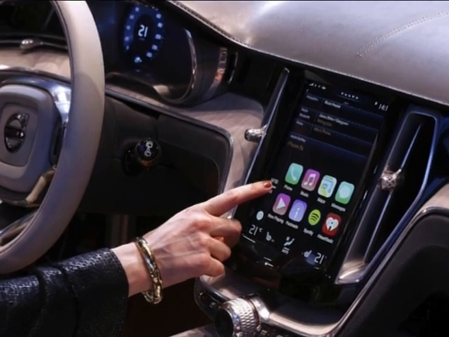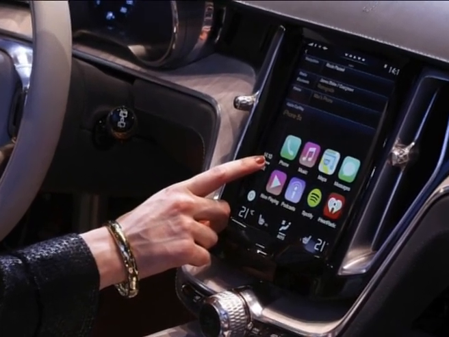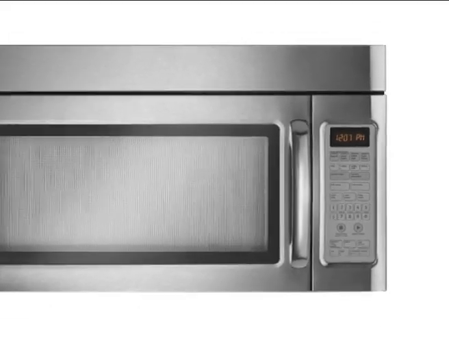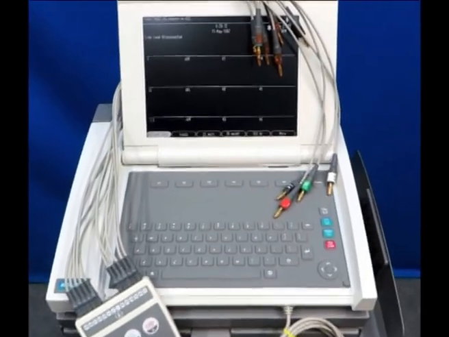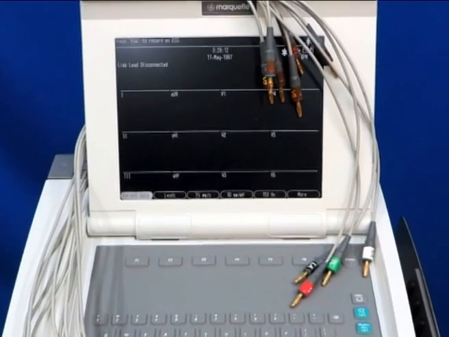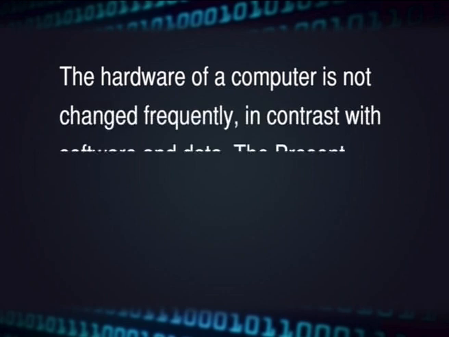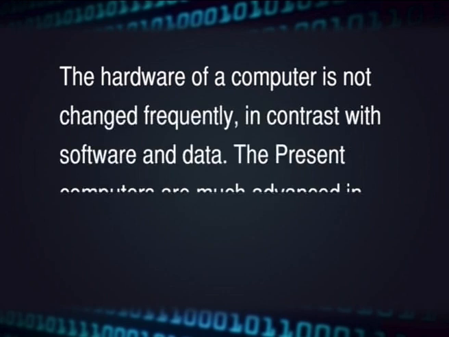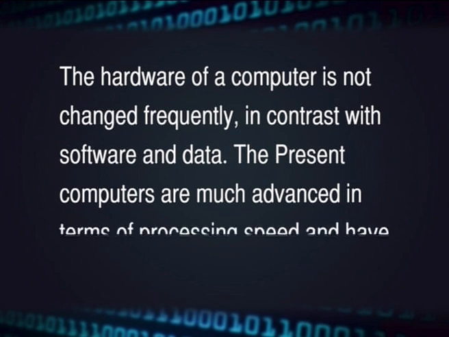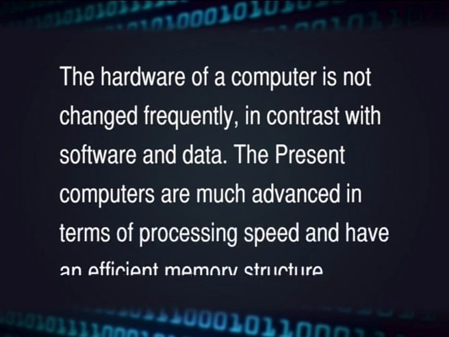Computer hardware is used in all modern-day automobiles, microwave ovens, electrocardiograph machines, compact disc players, and other devices. The hardware of a computer is not changed frequently in contrast with software and data. The present computers are much advanced in terms of processing speed and have an efficient memory structure.